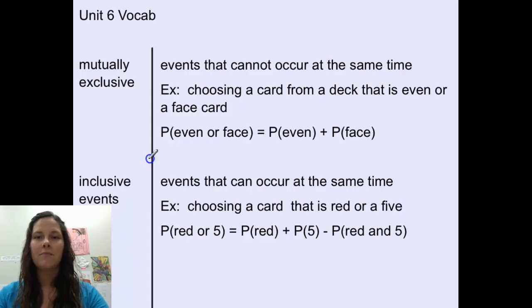Then there's what are called inclusive events, and these are events that can happen at the same time. So again, going back to our deck of cards, the probability of choosing a card that's a red card or a 5. You can pull a red 5 out of the deck. There's two of them. So what you will do in that case is you'll add the probability of the red cards plus the probability of 5s, and then subtract off the probability that you double counted. There's two cards that fell into the red category and they fell into the 5 category, so you counted them twice, but they're not in the deck twice, so you have to subtract off that double counting.